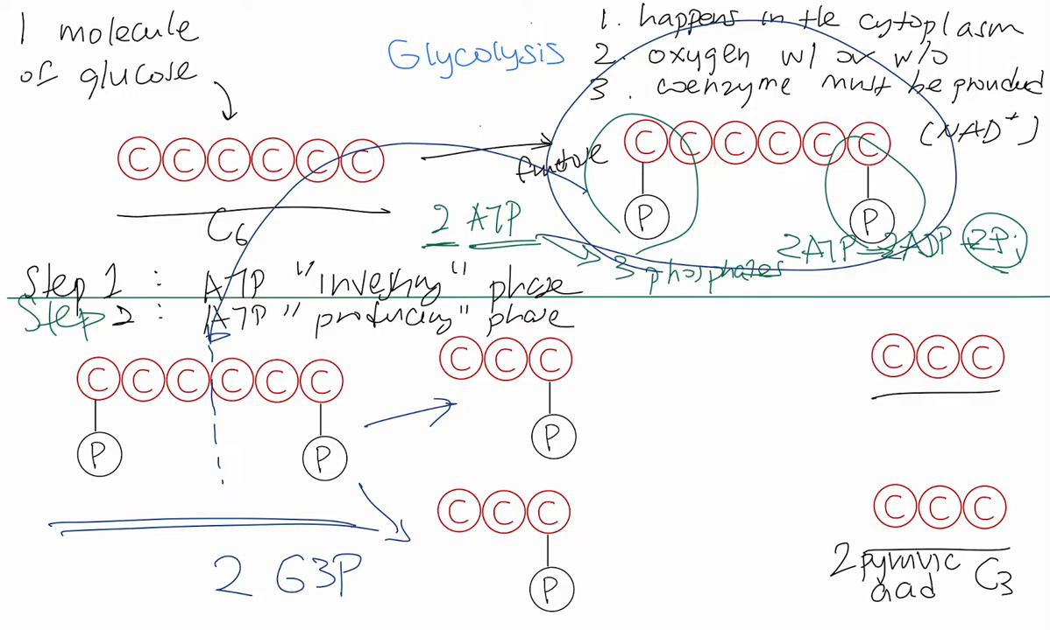Now, the real question is, how do we get from each G3P molecule to one pyruvic acid, right? Because in the end, we have to end up with two pyruvic acids. And the way we get there, so let me erase a little bit. Let's keep a mental note that this happens twice because there's two G3P, so 2x. And let's erase this part.